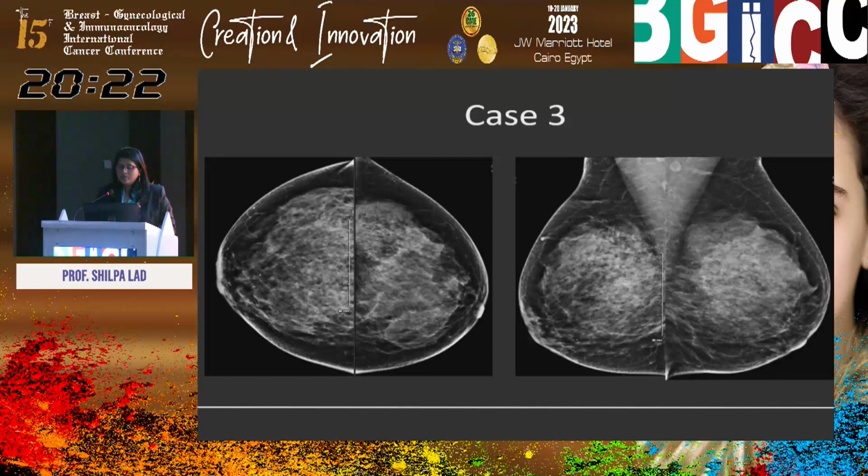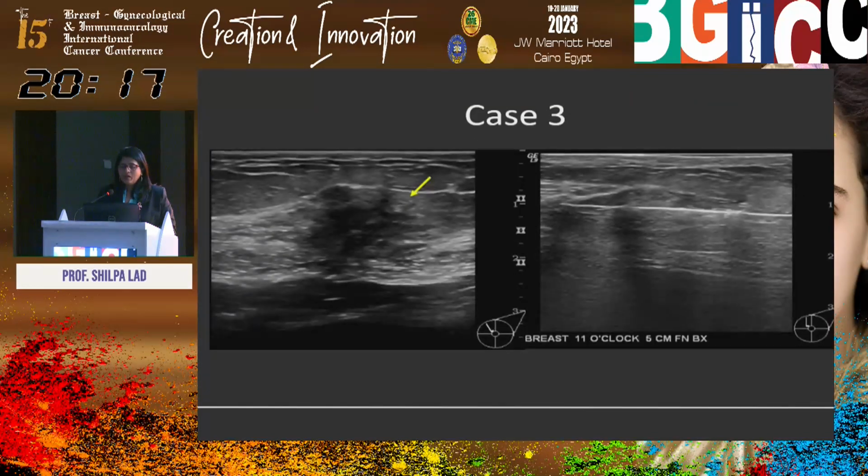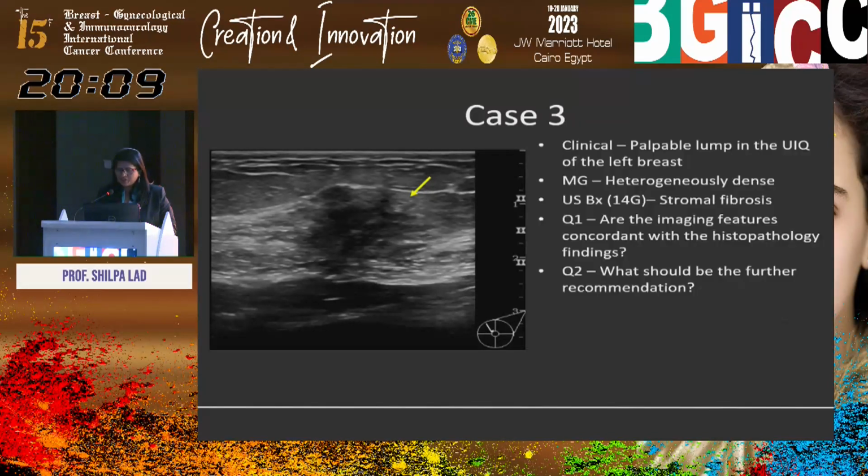Here's another case. This is a dense mammogram, but the patient had a new onset palpable lump. Ultrasound correlation corresponded to this irregular, hypoechoic, sinister-looking mass in the upper inner quadrant of the right breast. What did we do? We did an ultrasound-guided core biopsy with a 14-gauge needle, and the histopathology said stromal fibrosis. Now look at this lesion. It is a textbook picture lesion like a cancer, but the histopathology report says stromal fibrosis.